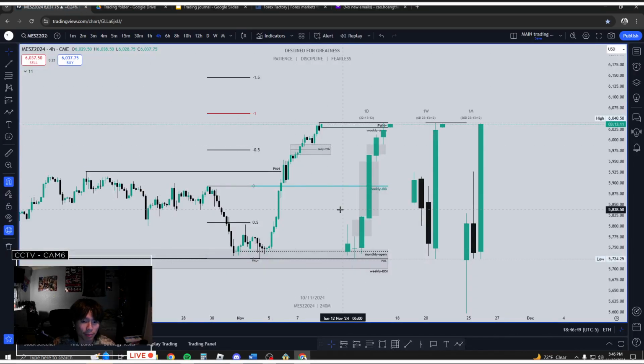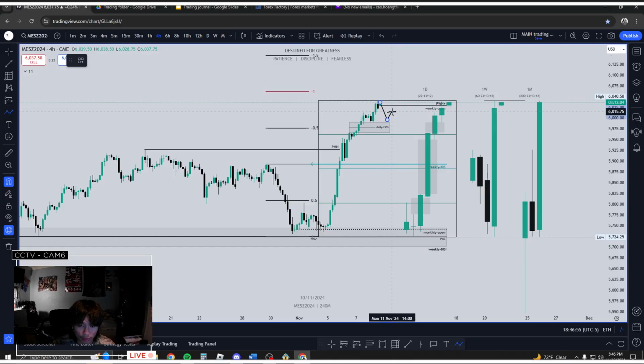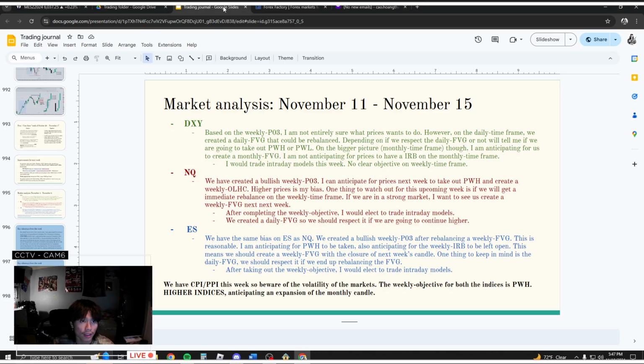So first thing is rebalancing inefficiencies. Second, retracing back into premium and discount. A premium discount could be something like from this swing low to this swing high. If prices start to drift off lower, where can we target the premium of this range? So that's the second objective, to retrace back into premium and discount.